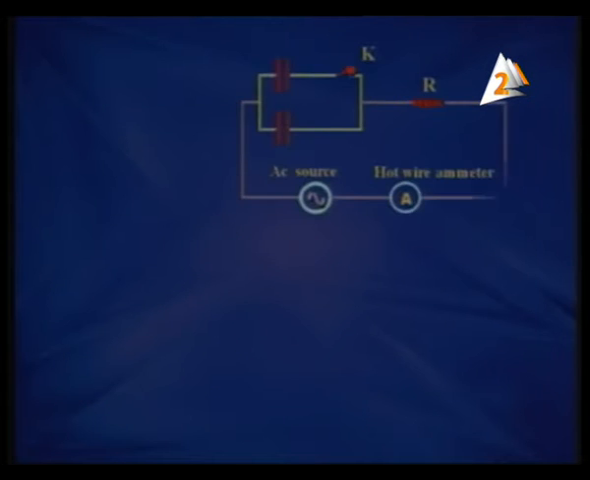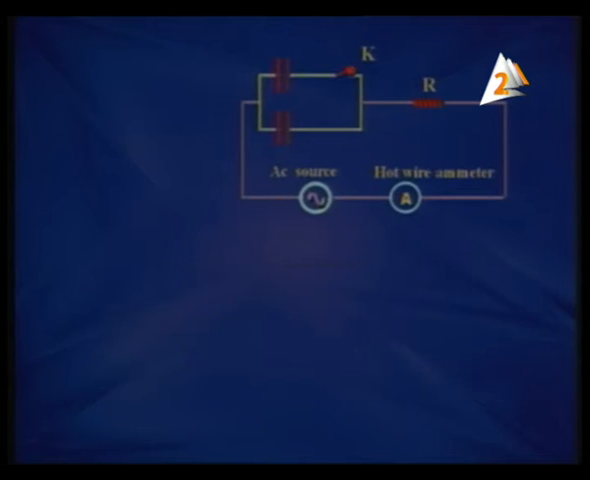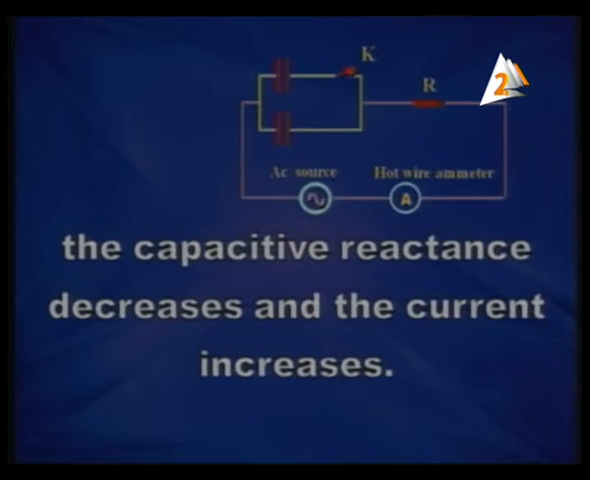So once again, since the capacity of the capacitors increases when connected in parallel, the capacitive reactance decreases. Capacitive reactance equals 1 over 2 pi FC. C increased, XC decreases. Reactance is like any opposition. When it decreases, the current increases.